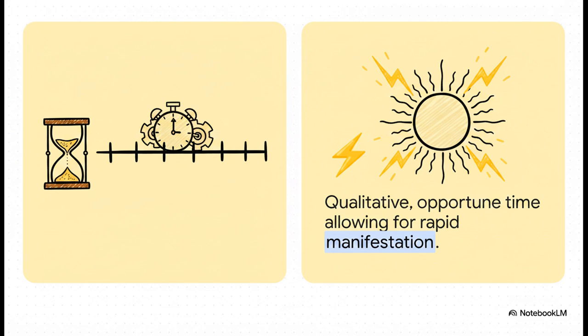But Smith's framework introduces kairos. Kairos is qualitative time. It's opportune time. It's way more like a flow state, where that neutrality loop we were just talking about becomes completely flexible, and that allows for incredibly rapid manifestation.